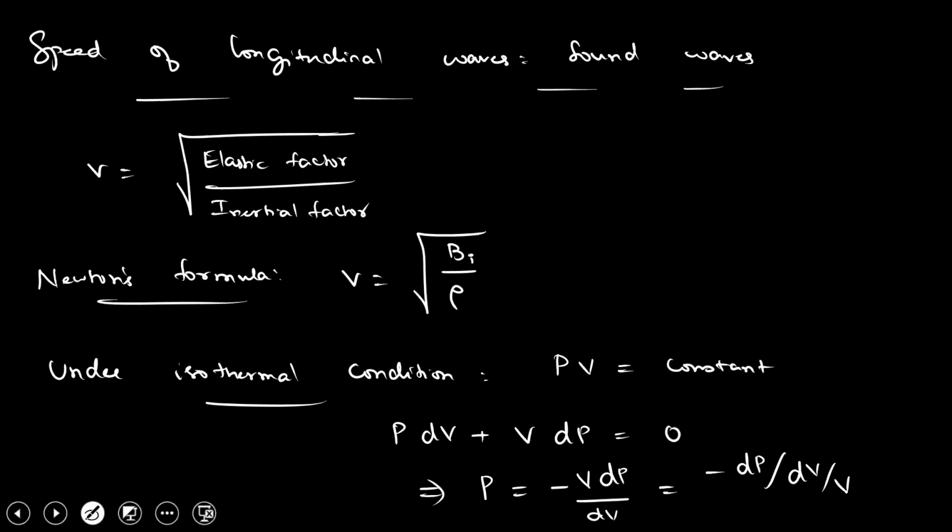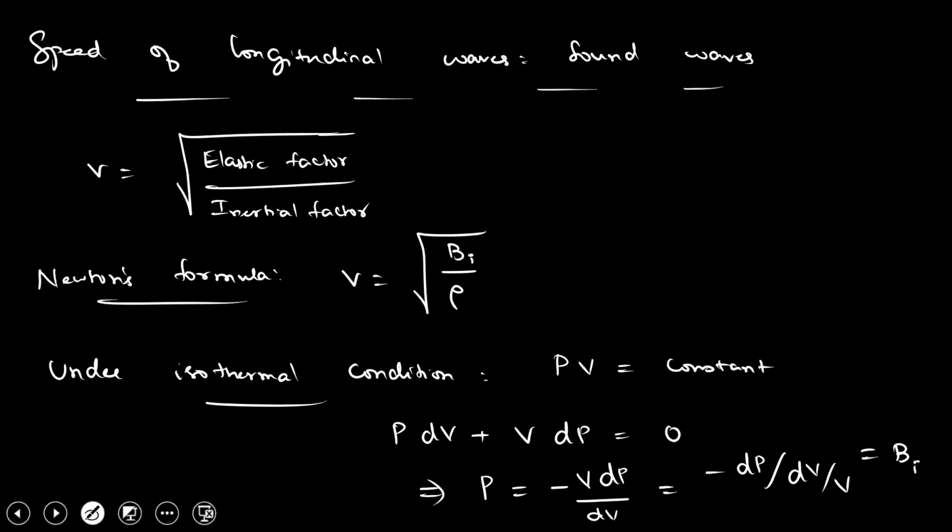What is it called? Negative of dP, where dP is the stress. What stress? Hydrostatic stress. Divided by dV by V, which is the strain because it is getting compressed. So what is this parameter called? This is what is called bulk modulus. So this will be equal to the bulk modulus under isothermal conditions. So the bulk modulus under isothermal condition is exactly going to be equal to the pressure.